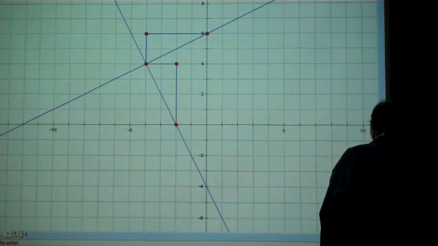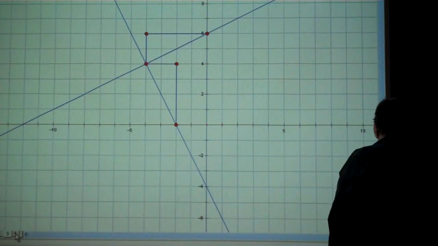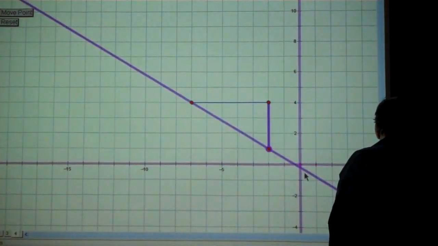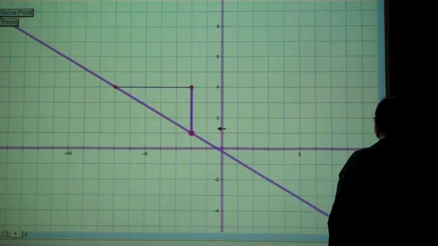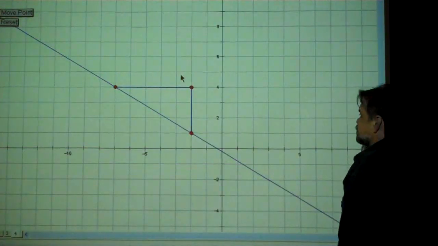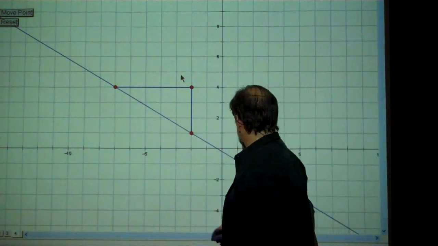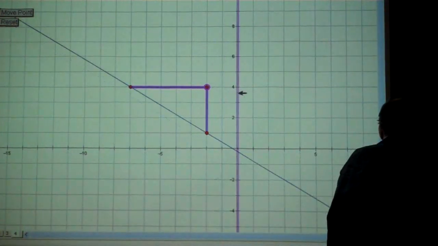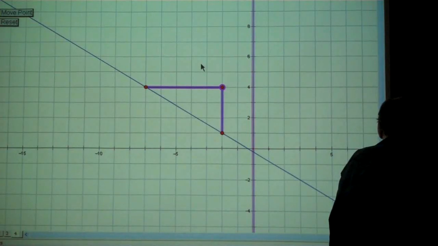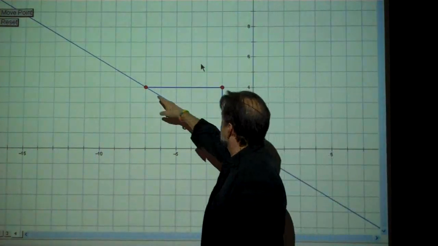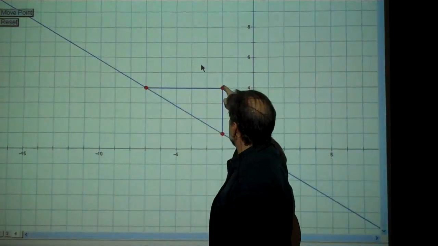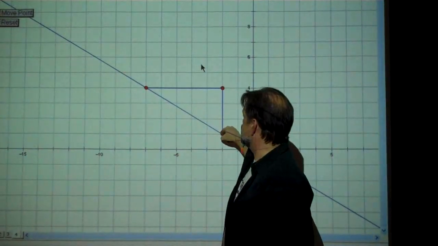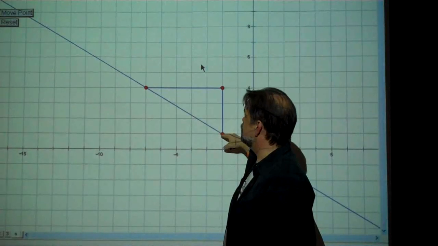Last example here, and that is this one. Let me move this over as well. So this, actually I think I moved it over a little too far. This line has a slope of 1, 2, 3, 4, 5. I'm going to the right 5, and 1, 2, 3. I'm going down 3. So it has a slope of negative 3/5.